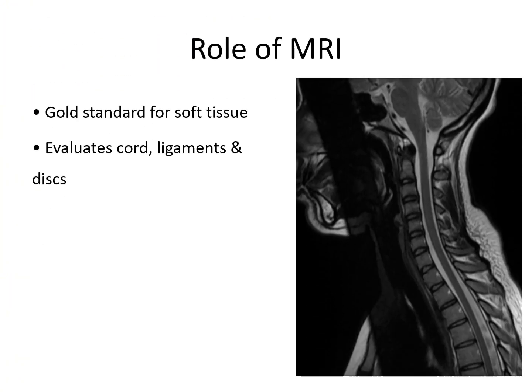Now the third modality is the MRI. The role of MRI is that it is the gold standard for soft tissue injury. It evaluates the cord injury, ligaments and discs. As we can see in this image, this is the spinal cord, these are the intervertebral discs and these are the posterior and anterior ligaments. These are better visualized on MRI. So this is the gold standard for soft tissue evaluation.